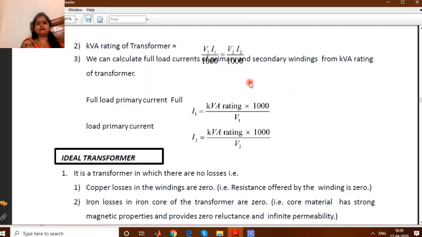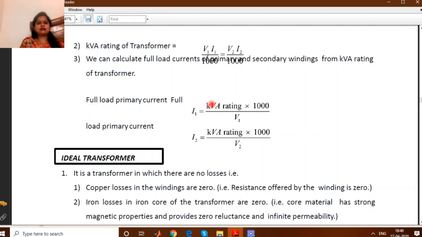Suppose for example we are given a 200 kVA, 20/10 kilovolt transformer. Then find out the primary and secondary current. So primary current I1 will be kVA rating upon V1, into 1000, because this is the kVA rating, we need to change it into volt ampere, and the secondary current I2 will be kVA rating upon V2, into 1000, right?